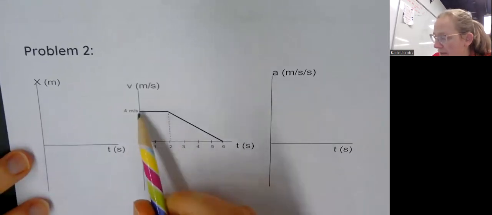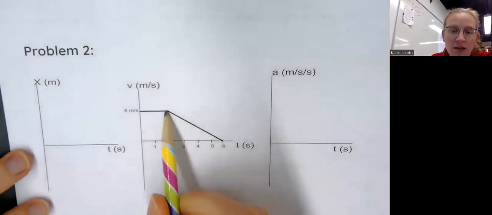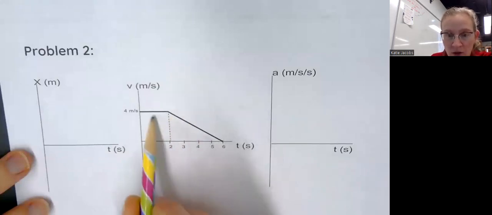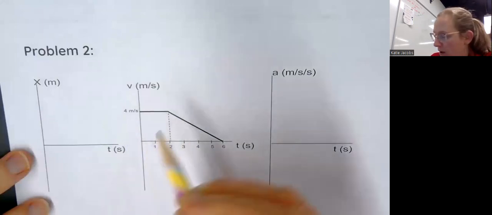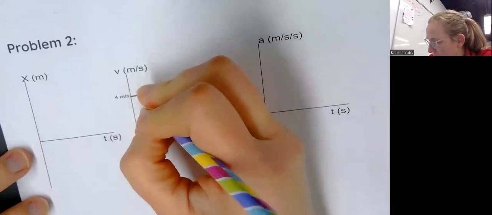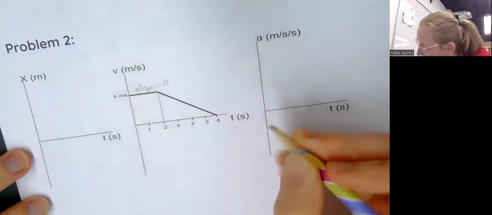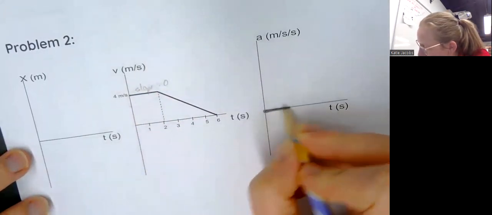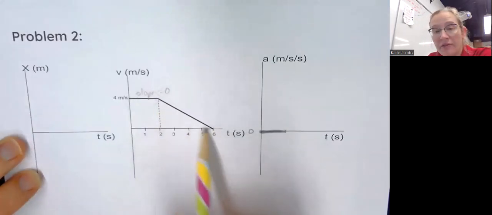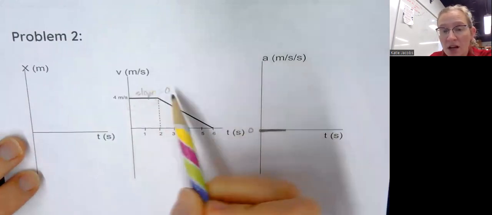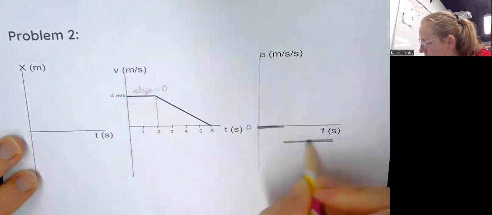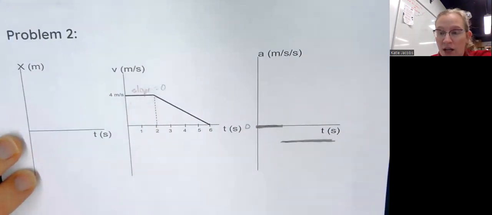In problem 2, I have a constant velocity for the first 2 seconds, and then my velocity is changing and slowing down. Okay, it's going closer to 0. The slope of this flat line is 0. The slope of any flat line is 0. So for the first 2 seconds, I have 0 acceleration. The slope of the second segment is negative. Even though the velocities are positive, the slope is the acceleration, and the acceleration is negative. So I have negative acceleration for the last 4 seconds.